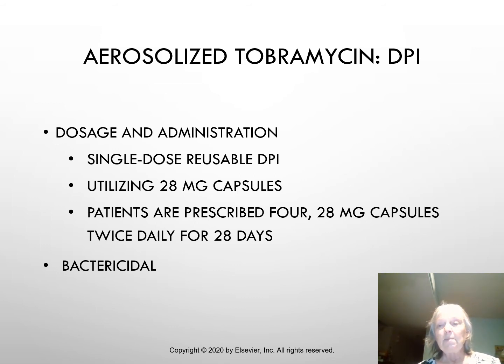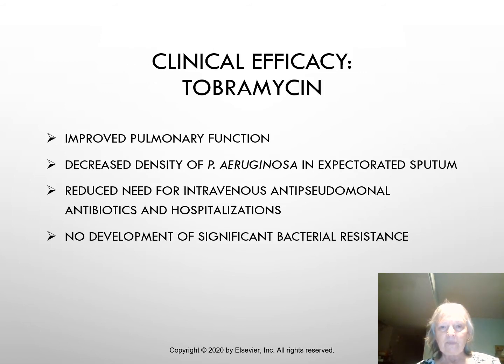The thing about the DPI is the patient has to be able to use it. Most of your DPIs, and we're going to talk about these again in therapeutics too, you have to generate at least 60 liters per minute to be able to use some of these. So it improves pulmonary function, decreases the density of Pseudomonas, reduces the need for intravenous anti-Pseudomonal antibiotics and hospitalization, and it really doesn't have significant bacterial resistance, which are things that we need to watch out for.